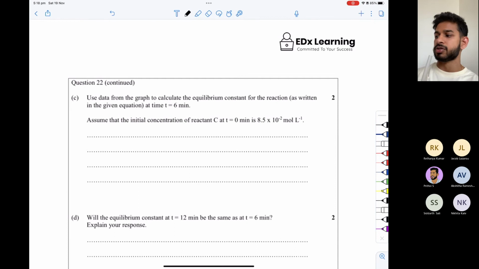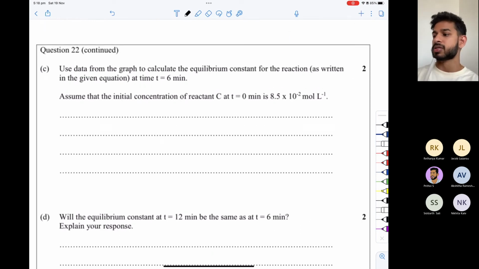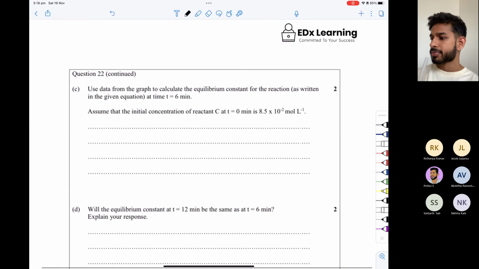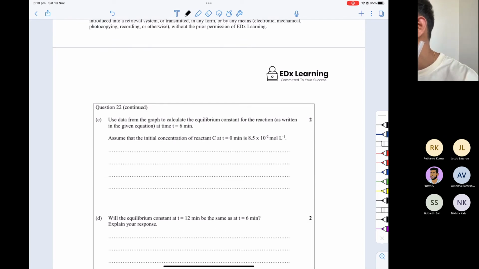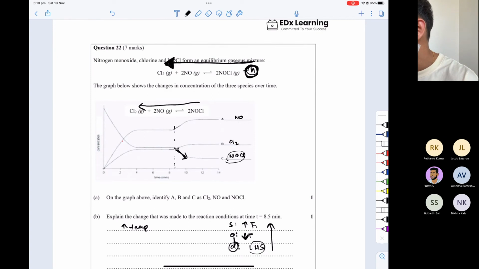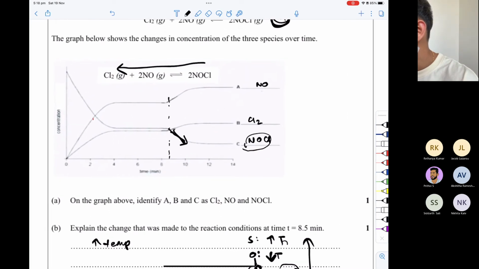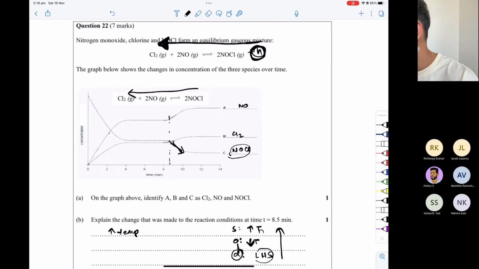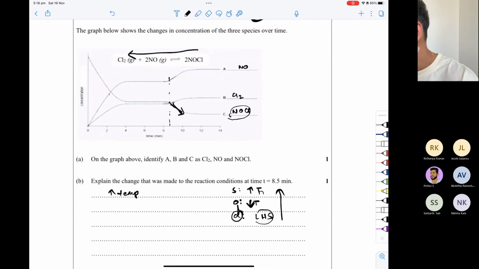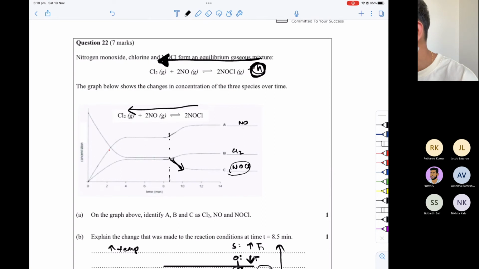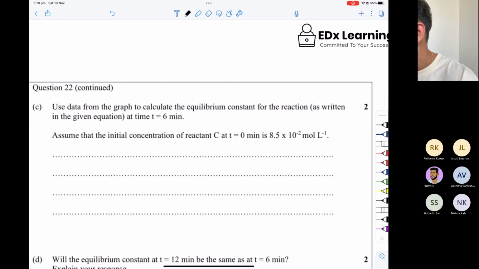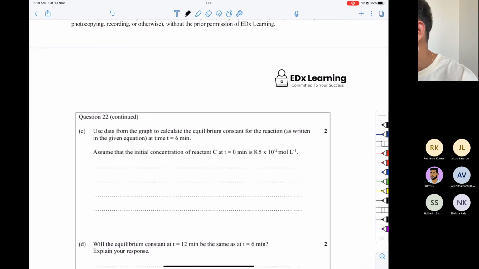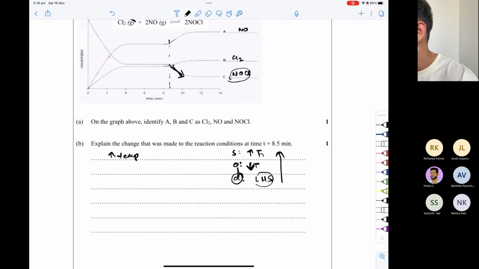But again, silly question. In an HC exam, they will always give you enthalpy. 22C, let's quickly do this and then we'll get to KSP. Use the data from the graph to calculate the equilibrium constant for the reaction given at time t equals 6 minutes. Now that's stuffed because you don't have any values for concentration. Can't do this question. They haven't given you K. Okay. Assume the initial concentration of reactant C is 8.5.